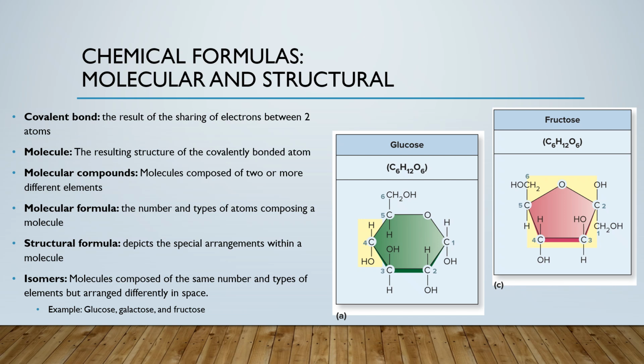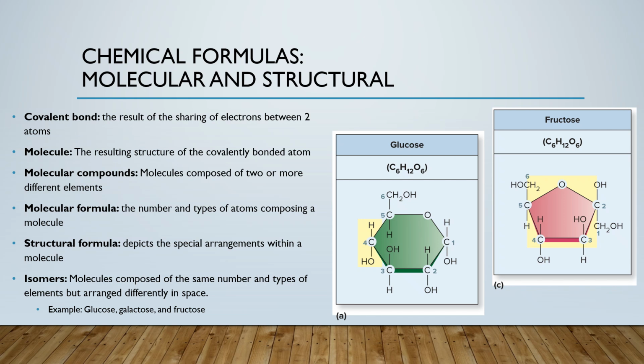Covalent bonds are formed when 2 atoms share electrons to achieve stability and have a complete outer shell. This sharing creates a strong connection between the atoms. A molecule is a structure formed by atoms joined through covalent bonds. They can be composed of the same or different elements.